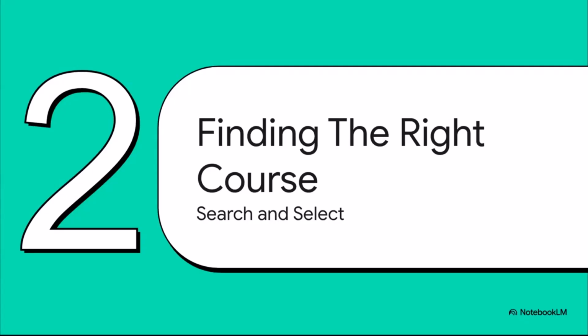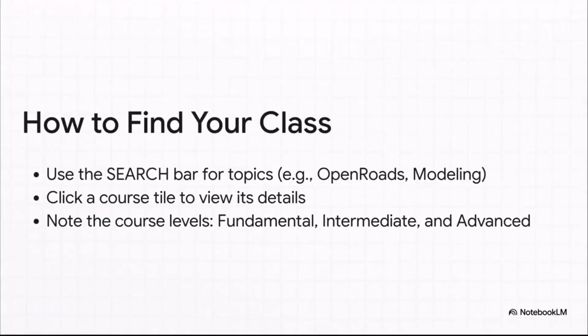Okay, now for the really fun part. Let's go find the perfect course to help you reach your goals. So, finding a course is actually pretty straightforward. You can just use the search bar up top for whatever topic you're interested in, say OpenRoads or modeling. When you see one that looks good, just click on the tile to get all the details. Oh, and definitely pay close attention to the course levels. You'll see things like fundamental, intermediate, or advanced, so you can make sure you're jumping into a class that's the right fit for your skill level.